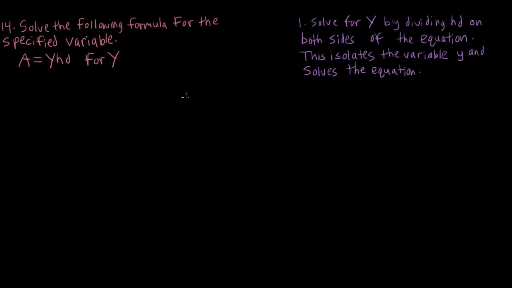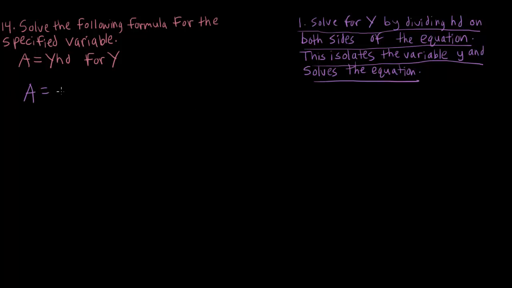Solve the following formula for the specified variable. Capital A equals capital Y HD, for capital Y. So step 1, solve for y by dividing HD on both sides of the equation. This isolates the variable y and solves the equation. So pretty easy, one step. We have capital A equals capital Y HD. We're solving for this variable y.